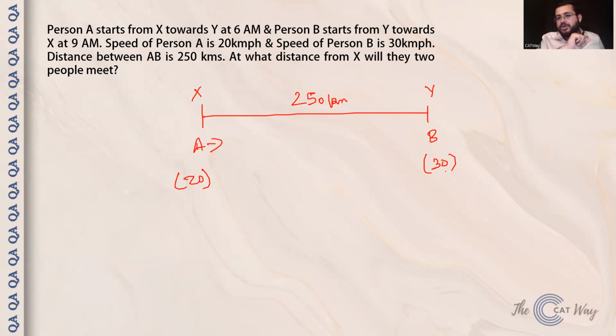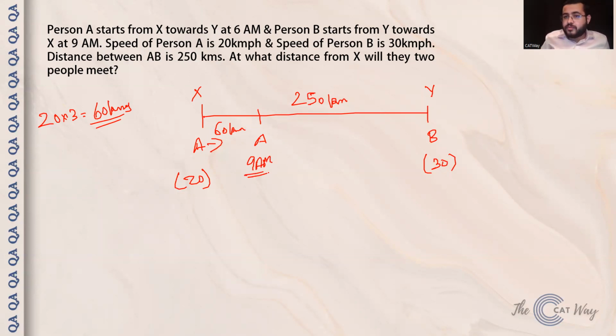So the speed of only that body will be considered. So first thing that we need to calculate is that from 6 a.m. to 9 a.m., what is the distance that A would have traveled, so that we know the gap between them before both the bodies have come into motion. So for 3 hours, A will have traveled 60 kilometers. This is the 60 kilometer mark, let's say. So at 9 a.m., A is standing over here.